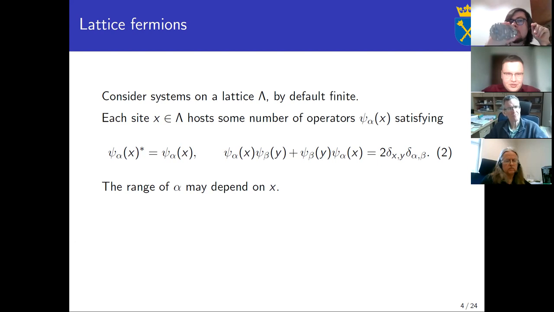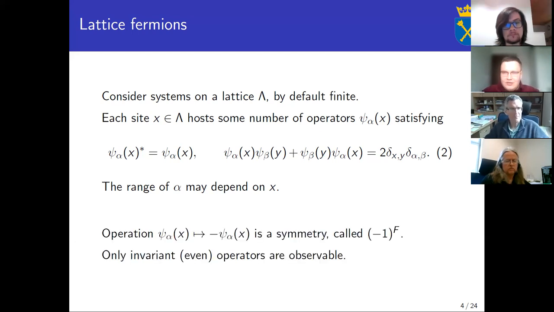So every lattice site hosts some self-adjoint operators psi alpha, which satisfy anti-commutation relations. And the range of this index alpha may in principle depend on the site in this approach. Of course you can imagine something like a very regular lattice, like a cubic lattice, with the same number of fermions on every lattice site. That's of course interesting, but such an assumption will not be needed, so I'm not going to make it.